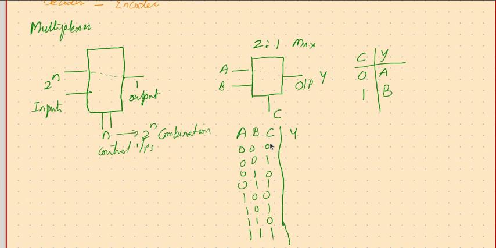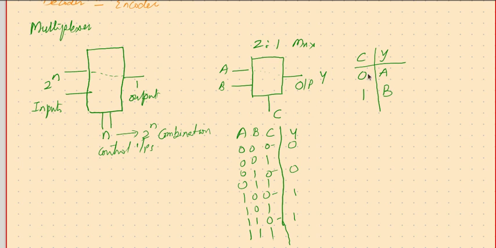Let us first check where C is 0. This is 0, this is 0, this is 0, this is 0. So in 4 places C is 0. In this case, the output is the same as A. A is 0, so the output is 0. Here A is 0, output is 0. Here A is 1, output is 1. Here A is 1, output is 1.